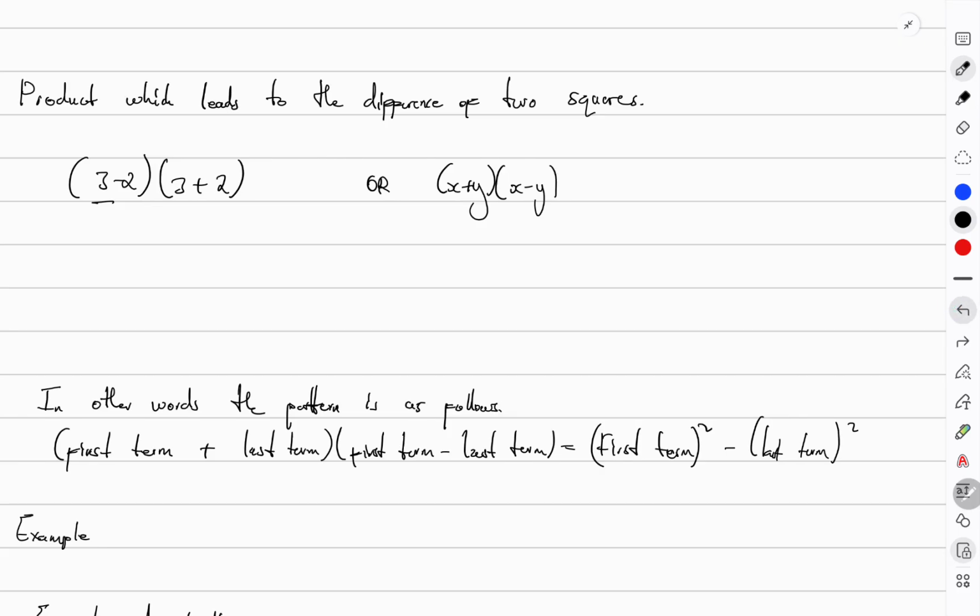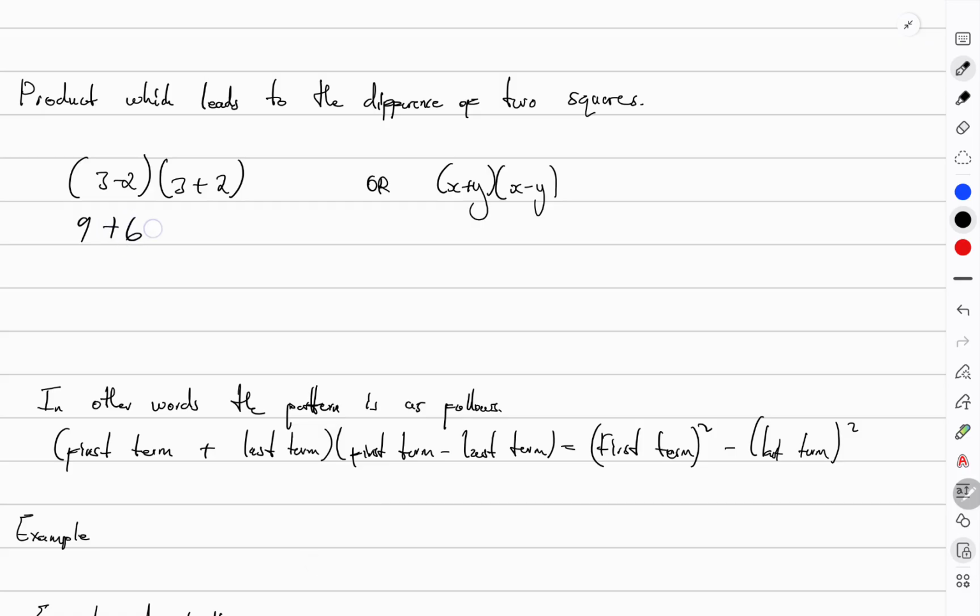And also, I'm having an x, I'm having an x, I'm having a y, I'm having a y. The difference is the sign. Therefore, it becomes difference of two squares. Now let us use distributive law and see what is going to happen. 3 times 3 giving us a 9. 3 times 2 giving us a 6.